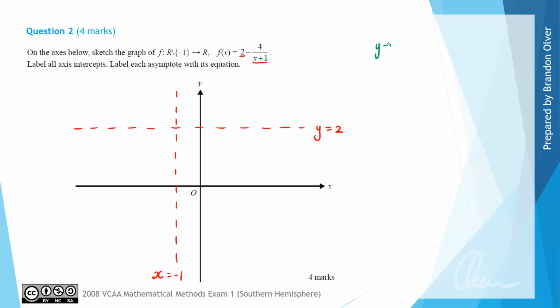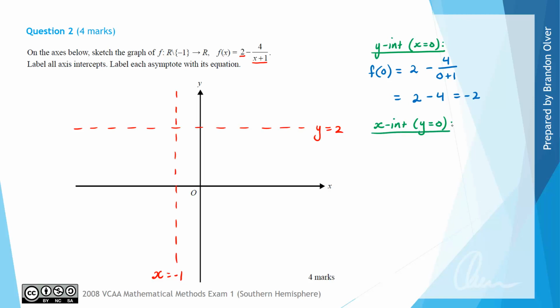So first of all, we'll look at the y-intercept, which occurs when x equals 0. So we will have f of 0 equals 2 minus 4 over 0 plus 1, which simply equals 2 minus 4, which equals -2.